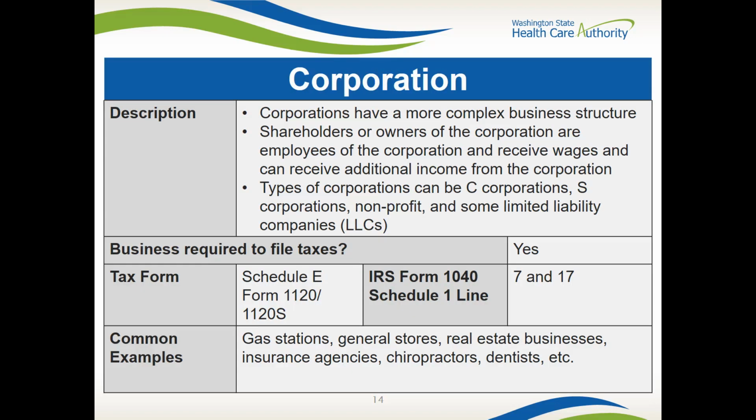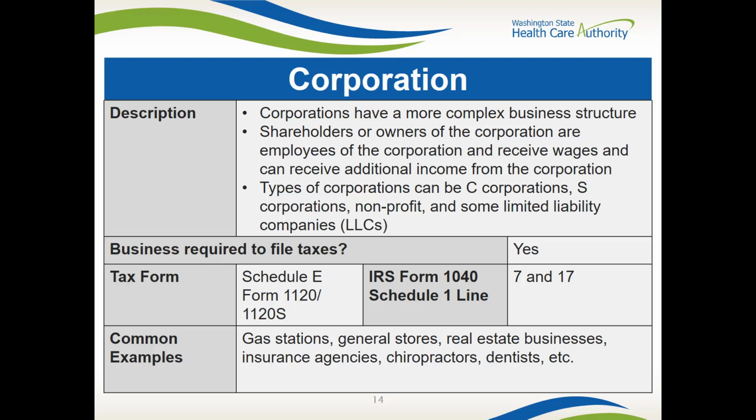Corporation. Corporations have more complex business structure. Shareholders or owners of the corporation are employees of the corporation and receive wages and additional income from the corporation. Any debts incurred by the business are liable to the corporation and not the shareholders. Types of corporations can be C corporations, S corporations, nonprofit, and some limited liability companies can be treated like a corporation for tax filing purposes.